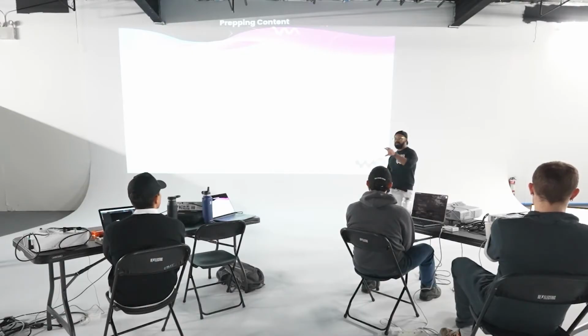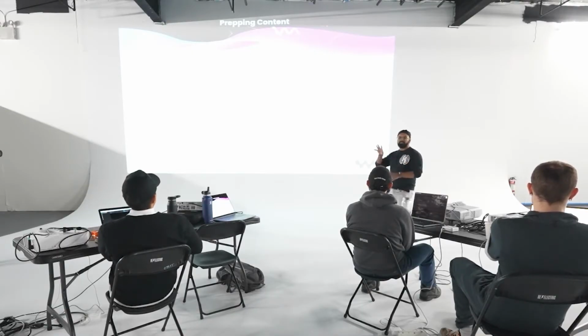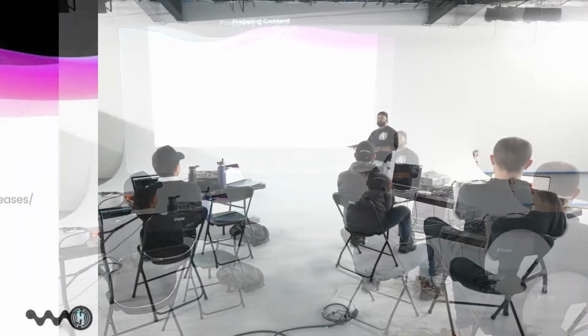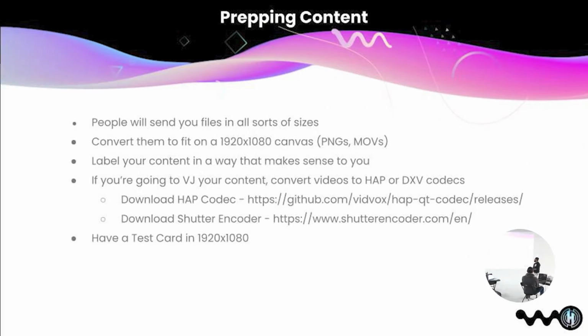This is my folder of black and white lines. This is my folder of LED disco type of visuals. This is my folder of bright lights, you know, and how you organize your content is gonna make it easier for you to find a certain piece of content when you need it.